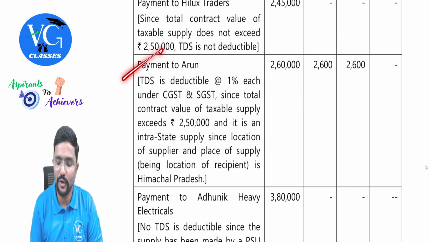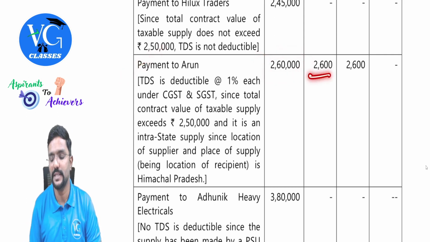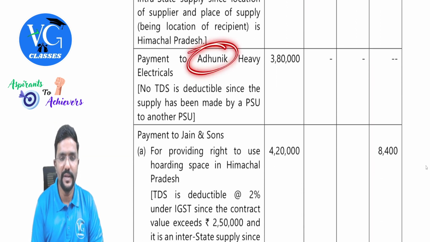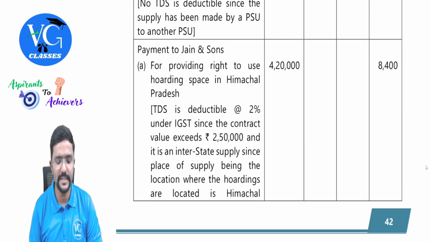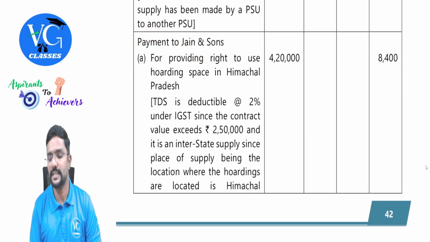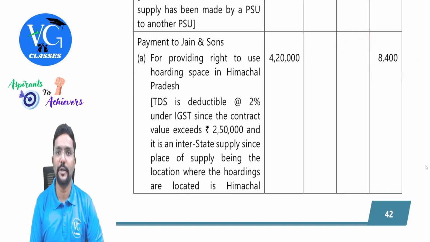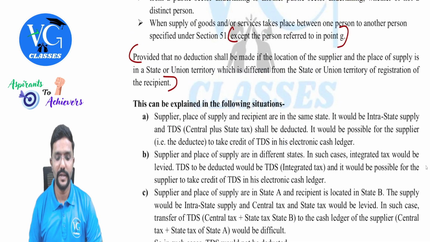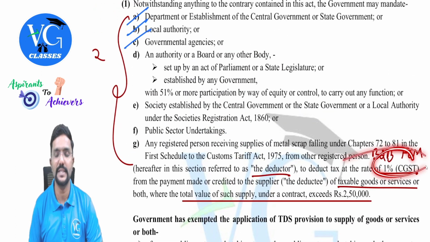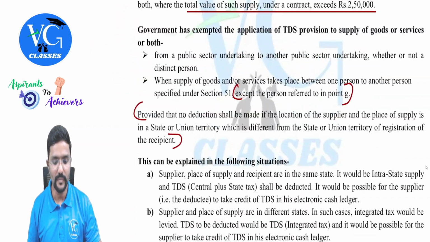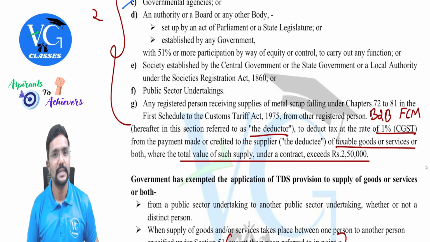Yes. Payment to Arun, as it is intra, 1% CGST, 1% SGST. Then payment to Adunik, PSU to PSU, no TDS. Then payment to Jain and Sons. This is for IGST. IGST, straight away 2%. Please be careful. If it is IGST, 2%, guys. So the TDS rate is given here: 1% CGST, 1% SGST. If it is interstate supply, it would be 2%. Is that clear?